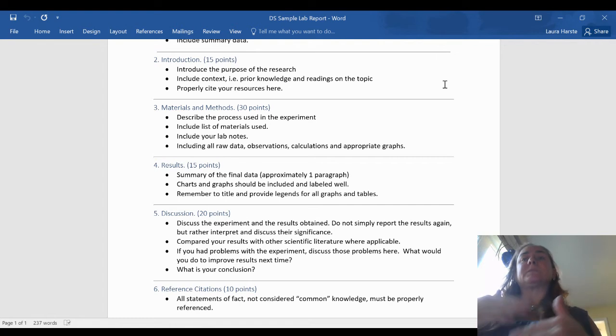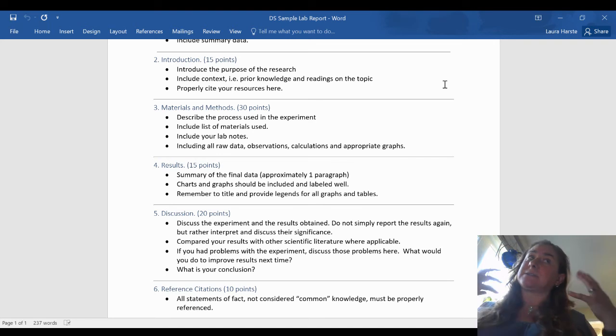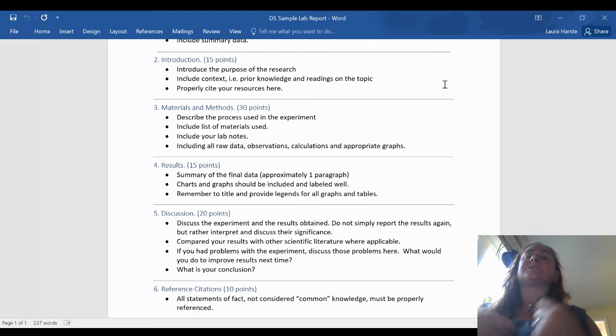The next section, materials and methods, is worth 30 points. Take that into consideration. 30 points means I want it beefier than the rest. Describe the process used in the experiment, including the list of all materials. This can be notebook, paper, camera, your subjects, your apple, whatever that might be.